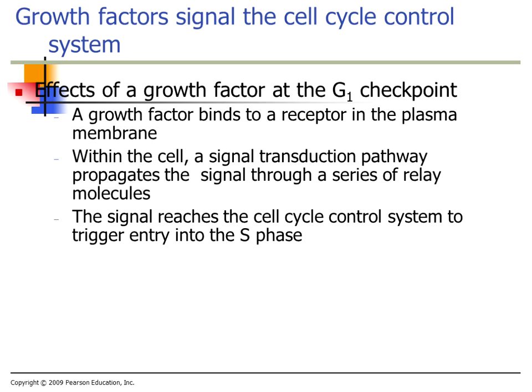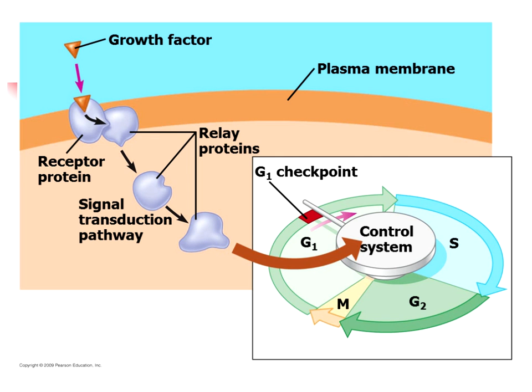Now you might ask, sometimes the cell gets a signal from outside. The cell gets a signal from outside to say, you need to start dividing. There are many growth factors that signal the cell to start dividing. So how does that happen? How can a molecule outside the cell actually make things happen inside the cell without even entering the cell? Let's take a look at that.